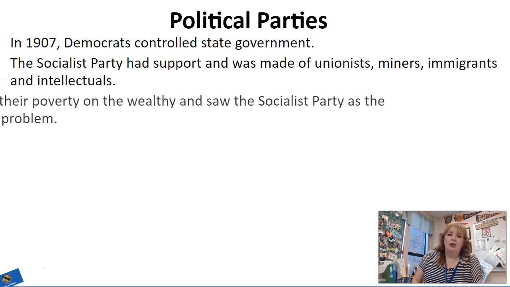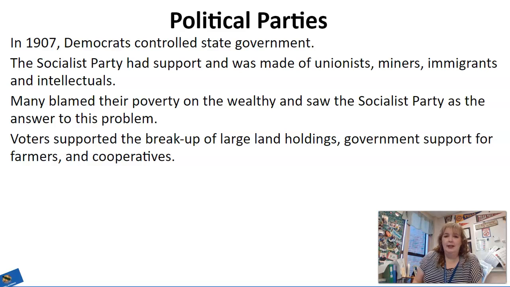In 1907, the Democrats controlled political parties in the state of Oklahoma. The Socialist Party had support and was made up of unionists, miners, immigrants, and intellectuals. If you look at that Socialist Party, it is made up of a wide variety of people. Many blamed their poverty on the wealthy and saw the Socialist Party as the answer to their problems. Voters supported the breakup of large land holdings, and government support for farmers and cooperatives.